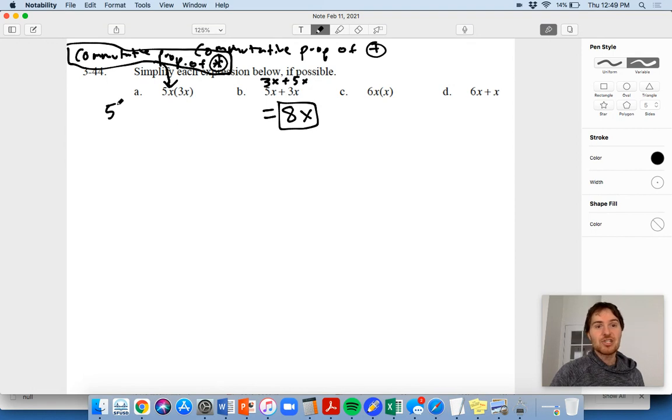We can think about this as just 5 times x, and then this is parentheses right here. So I could just say times, and parentheses, this is just multiplication in parentheses. This is just a single term here. I can just think about this as times 3 times x. Right? 3 times x right here. Okay, so here we're just multiplying everything together.